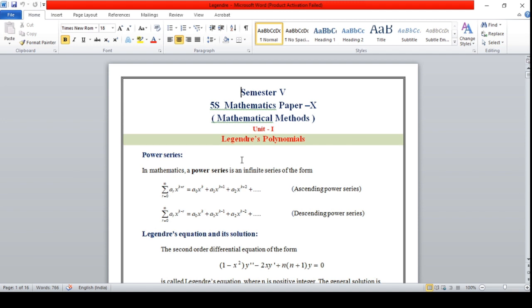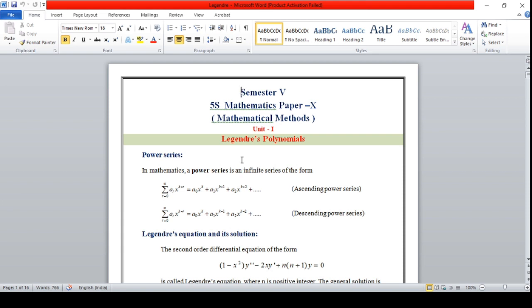Our topic is Legendre polynomial, unit number 1, already contained in paper 10, Mathematical Methods. First of all, power series. What is a power series? A power series is an infinite series. This is already known to you.